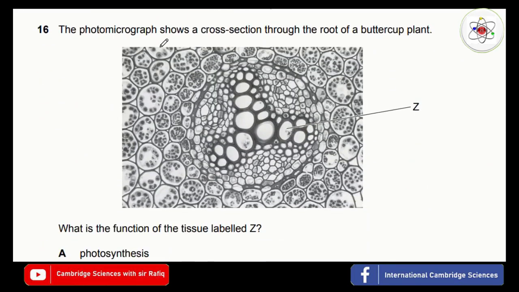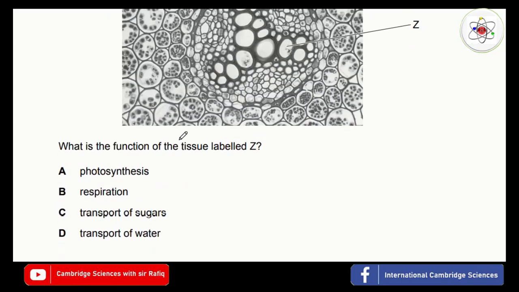The photomicrograph shows a cross section through the root of a buttercup plant. What is the function of the tissue labelled Z? As you learned, Z is the vascular bundle, and these are xylem vessels or xylem cells. Xylem cells are responsible for the transport of water. So our correct option is D.